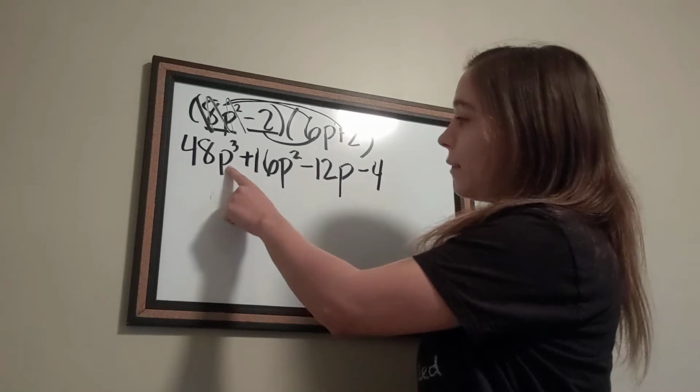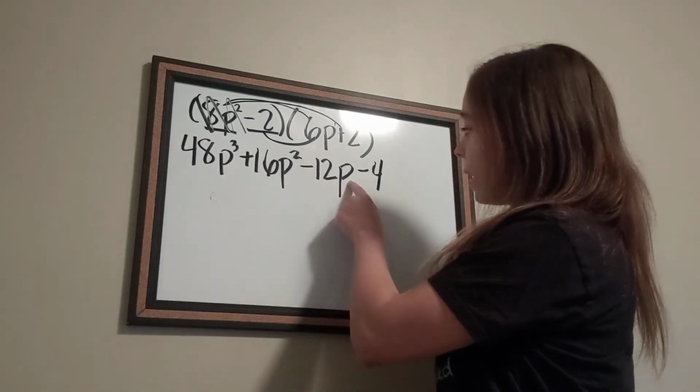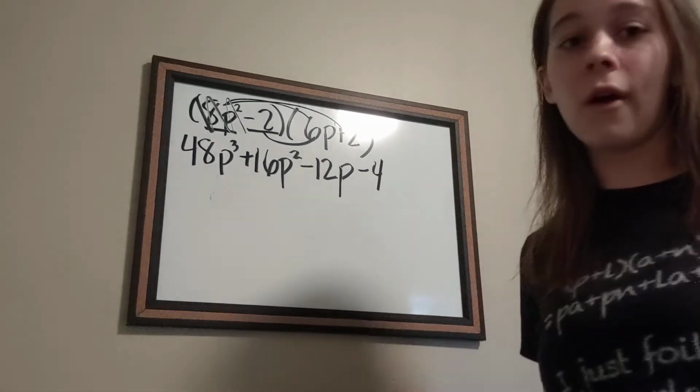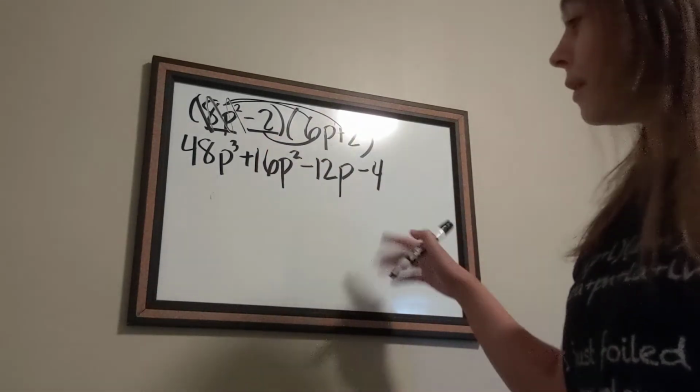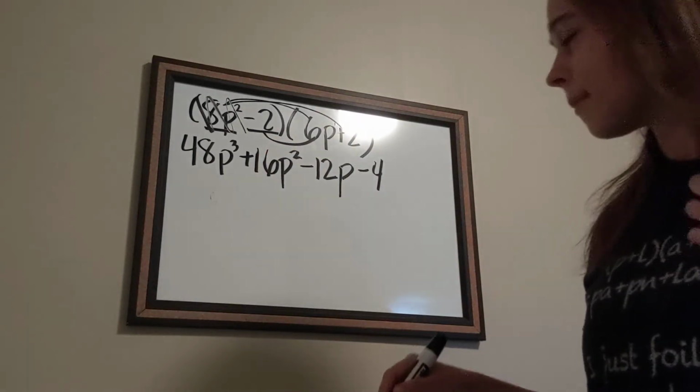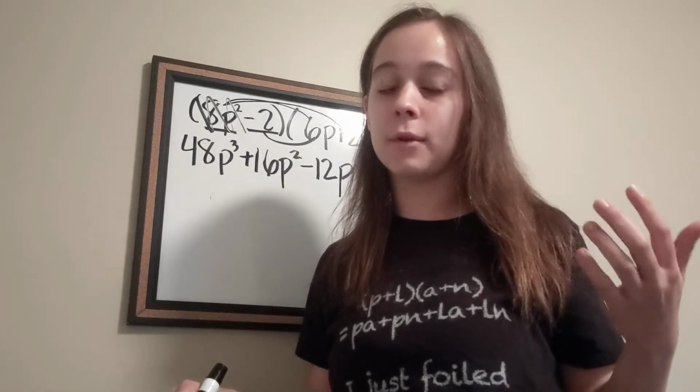As I look around, I've got a p to the third, p squared, regular p, and no p at all. So there are no like terms here. Nothing can be combined. Now, as I've said, I like to call this double distributing.